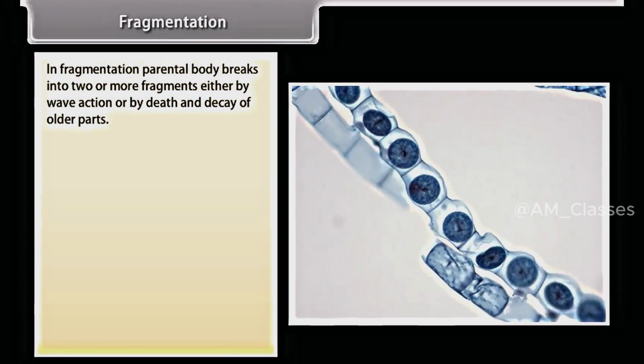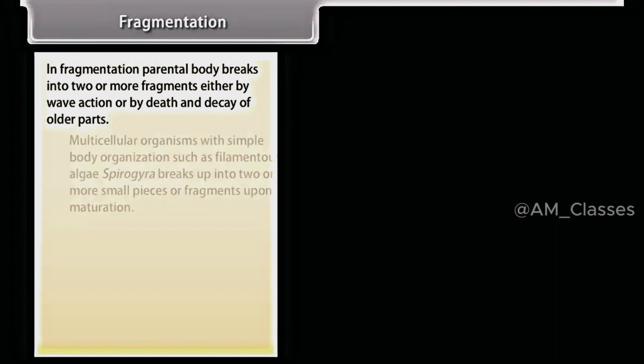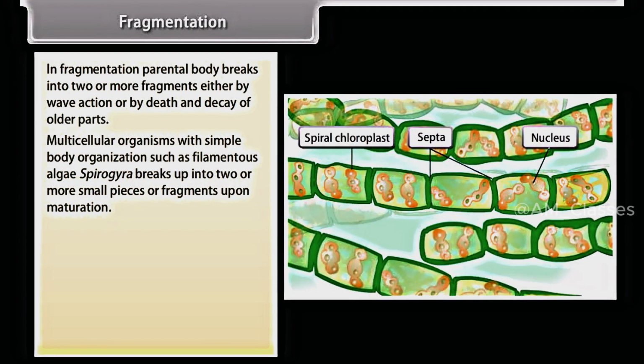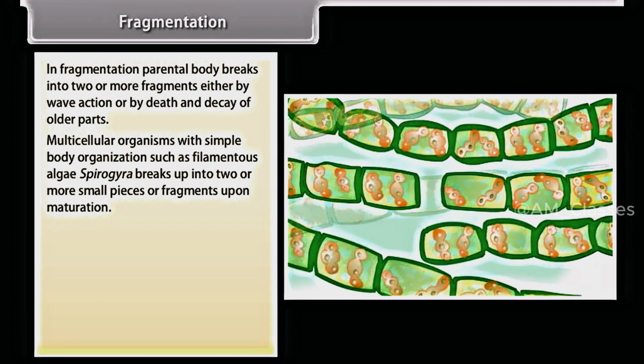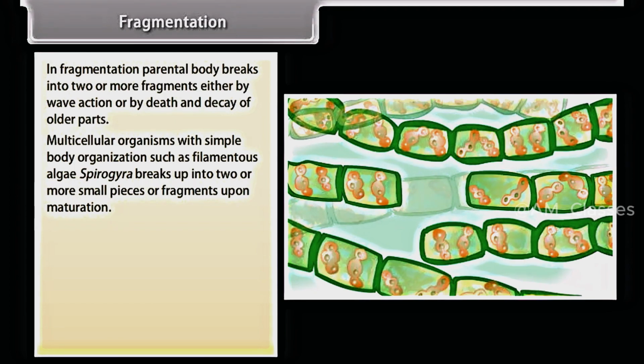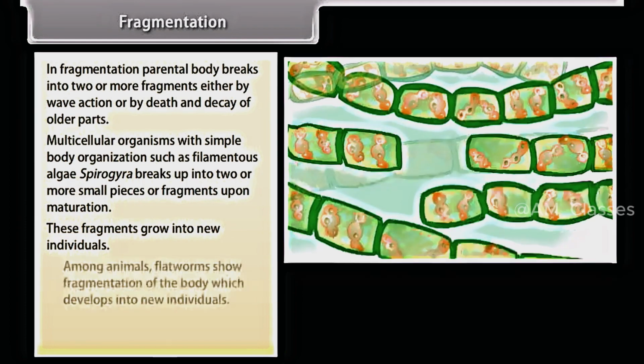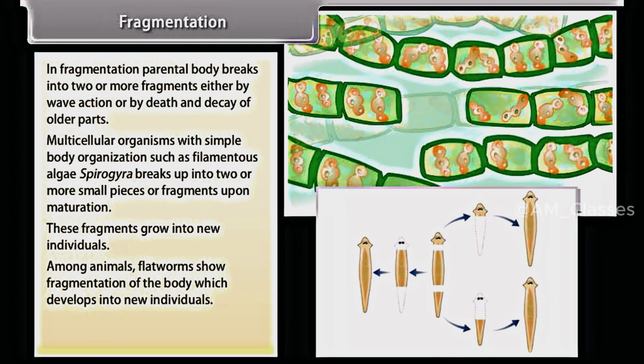Fragmentation. In fragmentation, the parental body breaks into two or more fragments, either by way of action or by death or decay of older parts. Multicellular organisms with simple body organization, such as the filamentous algae Spirogyra, break up into two or more small pieces or fragments upon maturation. These fragments grow into new individuals. Among animals, flatworms show fragmentation of the body which develops into new individuals. Fragmentation is found in algae such as Spirogyra.